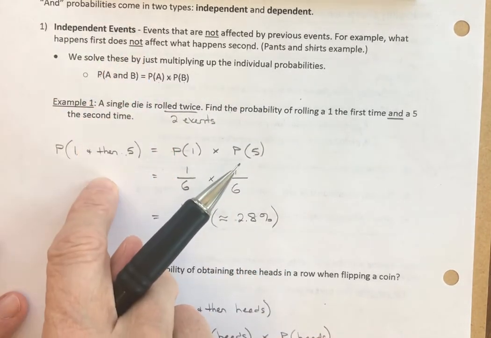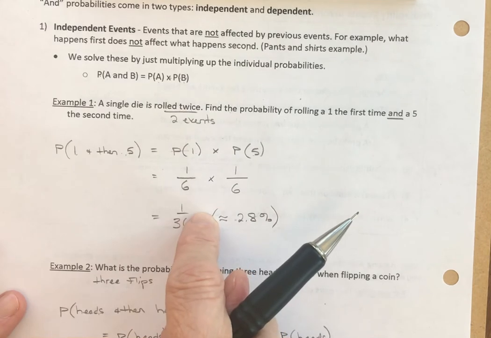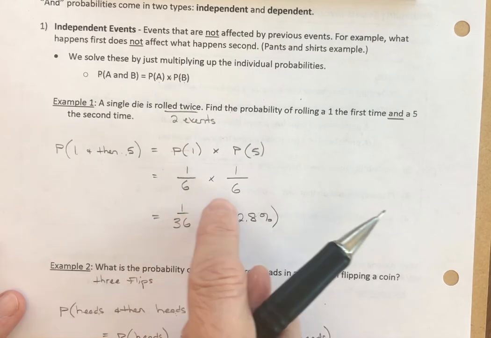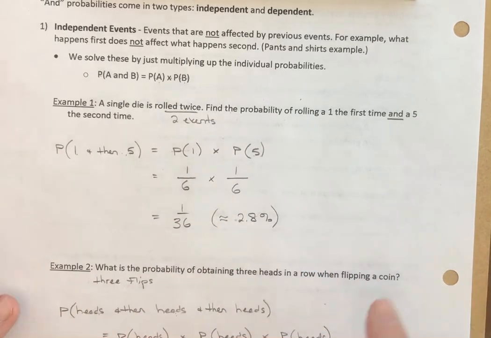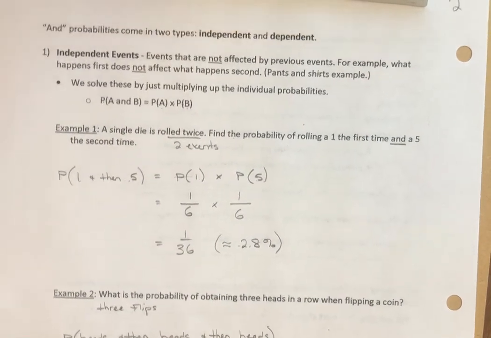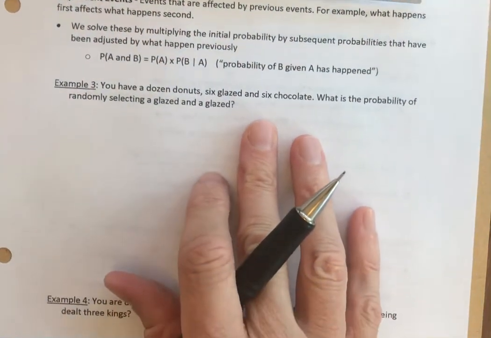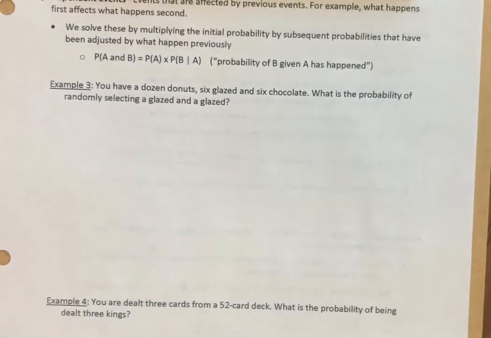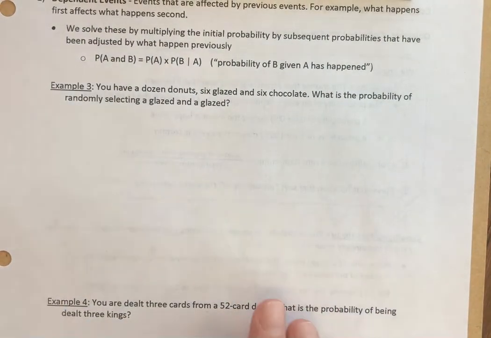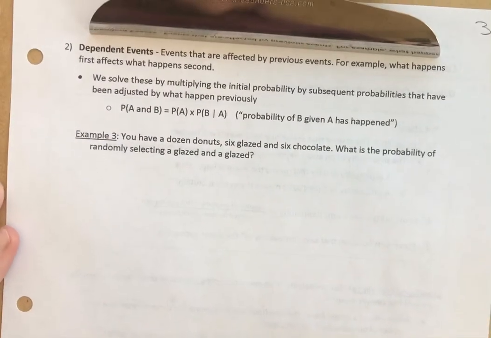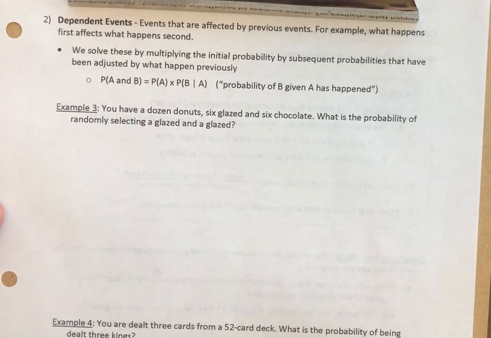So these 2 examples are examples where these events are absolutely independent. What you did the first time has no effect on what you did the second time, which has no effect on the third time, etc. Now let's take a look at, as you might imagine, events that are dependent. Let me get my notes together. Okay, a slight bit more complicated.